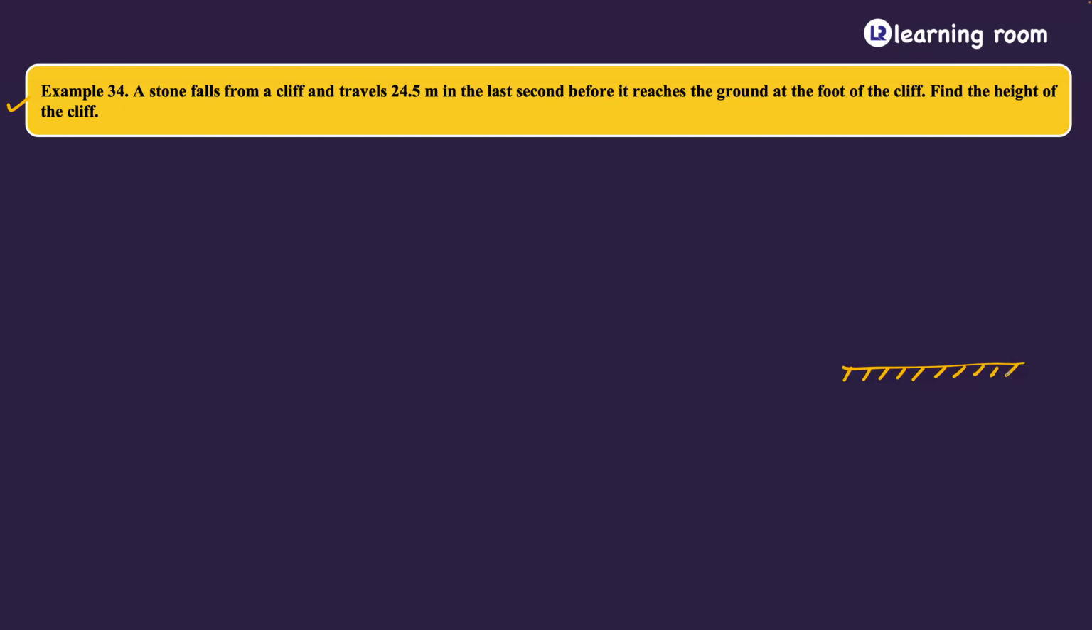So let's say this is the bottom. There is a stone that falls from a height h, right? Let's say from here to here, it is taking 1 second. In this 1 second, it has covered a distance of 24.5 meter. Now the question is, find the height of the cliff. So how to do this?